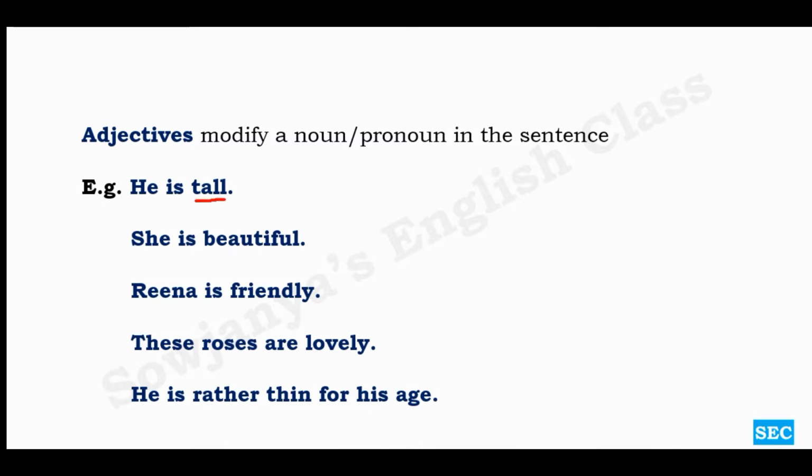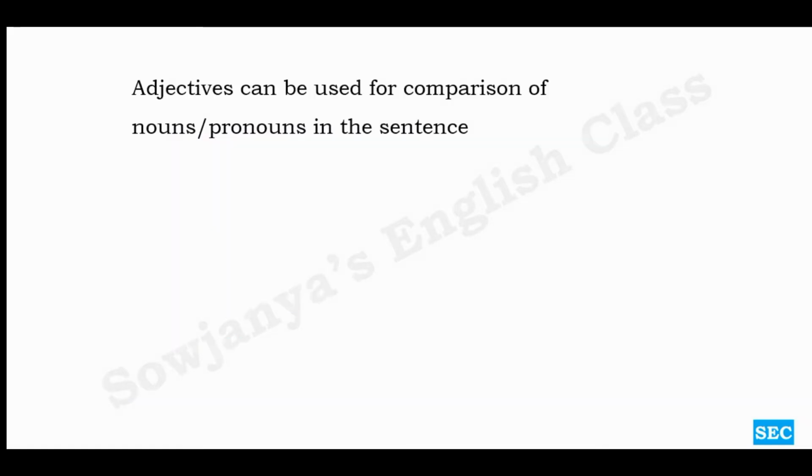Tall is modifying the pronoun he. Beautiful is modifying the pronoun she. Friendly is modifying the noun Rina. Lovely is modifying the noun roses. Thin is modifying the pronoun he. So adjectives modify either a noun or a pronoun in the sentence. Adjectives can be used for comparison of nouns or pronouns in the sentence. Not only modifying, we can even show the comparison of nouns or pronouns.